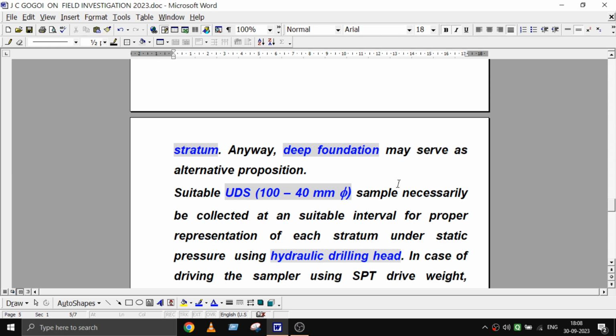for a big thick stratum, say 10 to 12 meter stratum, in that stratum minimum 3 UDS: at the top portion 1 UDS, at the middle 1 UDS, at the last portion 1 UDS. At least we should take 3. For a very thick stratum or very small stratum, minimum we have to take one sample at any cost.